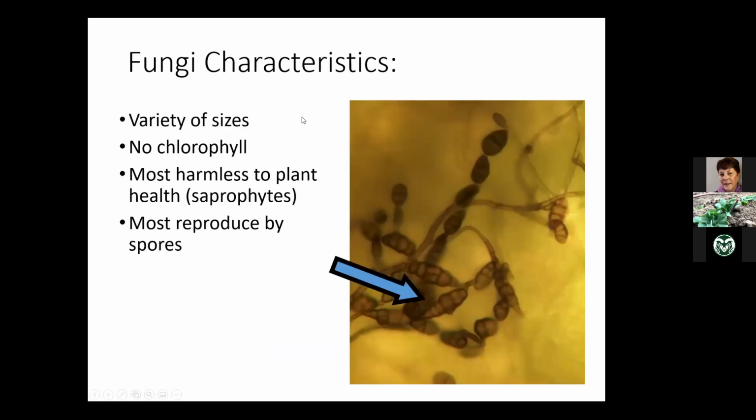Fungal characteristics: there's a variety of sizes of fungi, and by sizes I mean different sizes of spores and different colors of spores. This particular spore in this picture that this arrow is pointing to is actually an Alternaria spore. Now, Alternaria, you might say, well, what the heck is that? Alternaria is the pathogen that causes early blight in tomatoes and peppers.